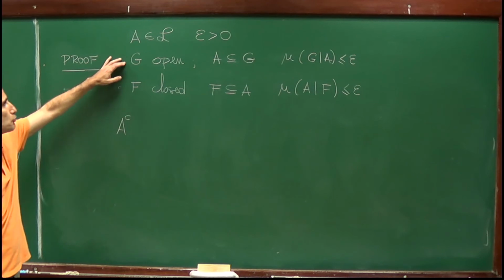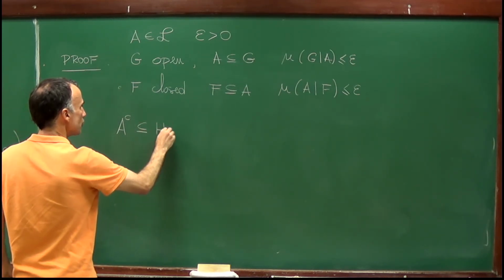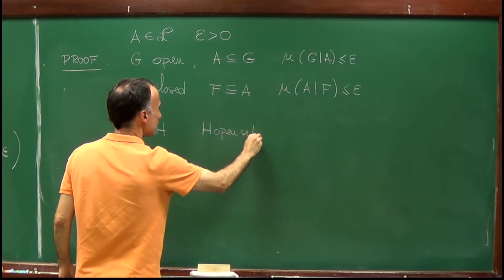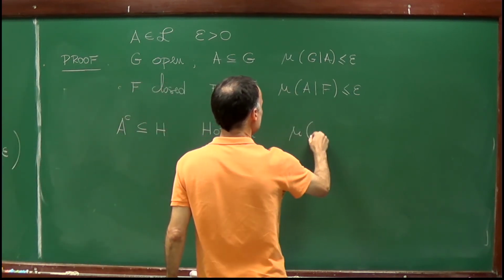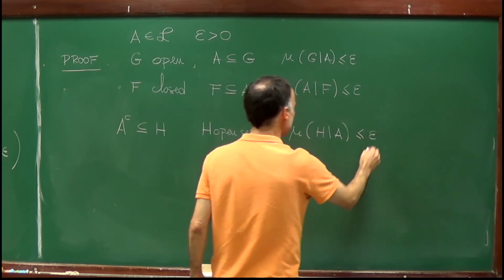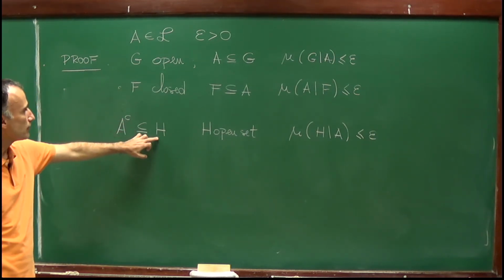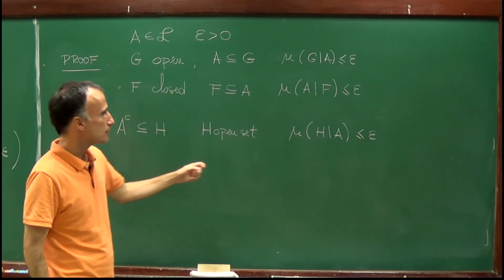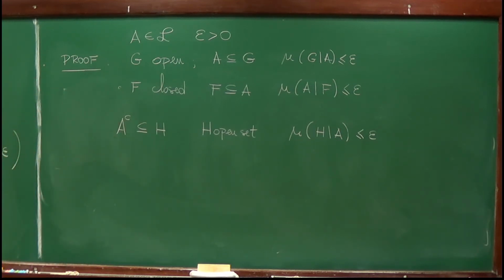By the first part of the proof, we can find an open set. So let's call H an open set such that the measure of H minus A is less than or equal to epsilon. Right? By the first part of the proof, for A complement, we can find an open set H, which contains A complement, and such that the measure of H minus A is less than epsilon.